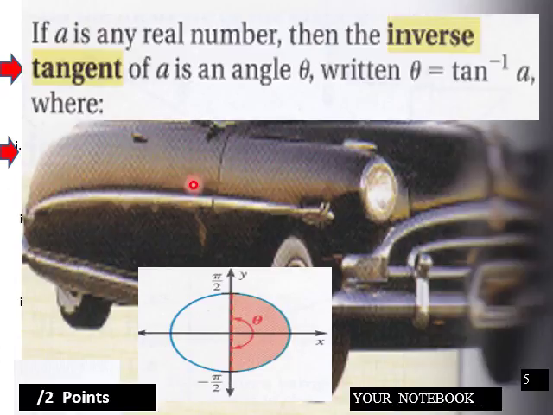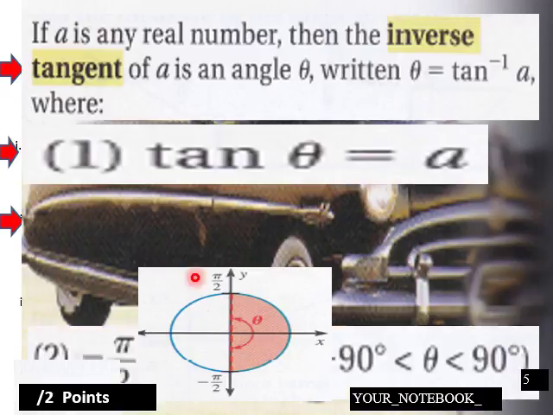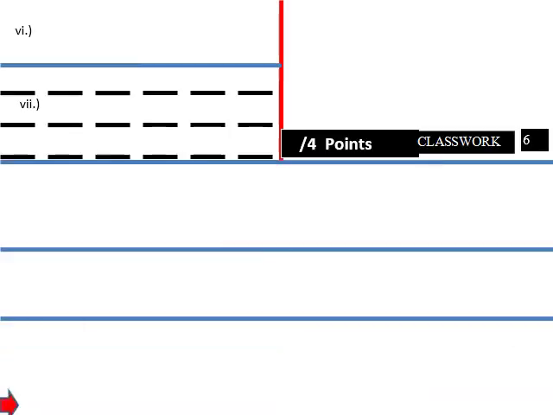So, if A is any real number, then the inverse tangent of A is an angle theta, written theta equals the inverse tangent of A, where tangent theta equals A. And here are the restrictions: negative pi over 2 and positive pi over 2. This would be your restriction on that.